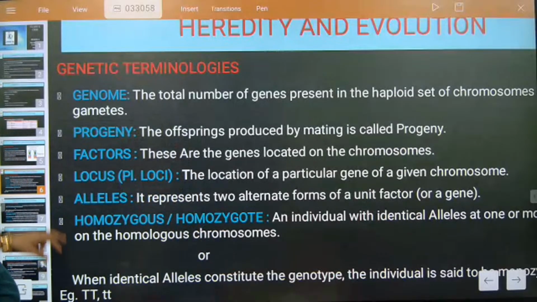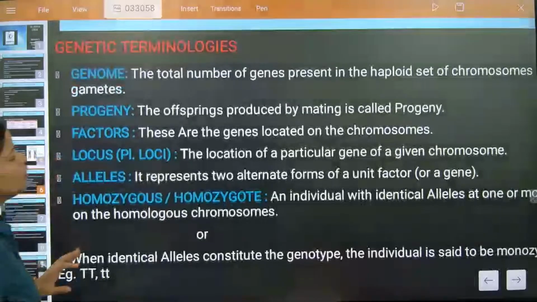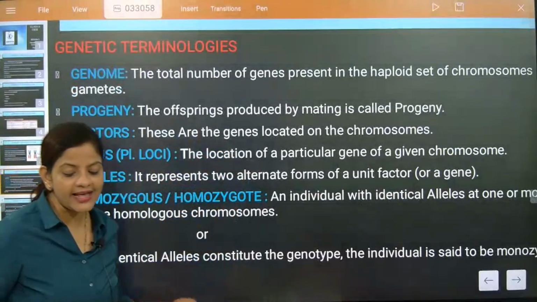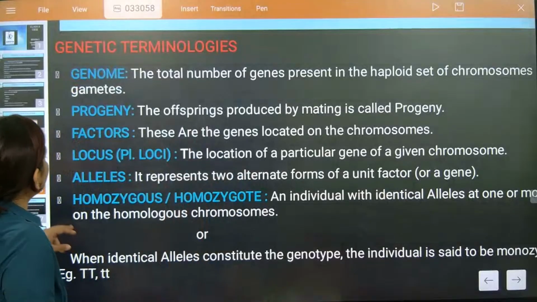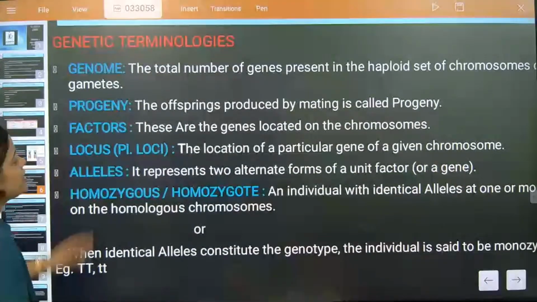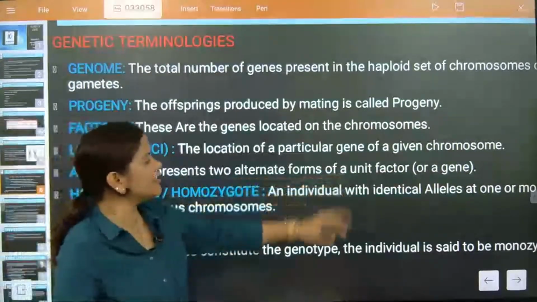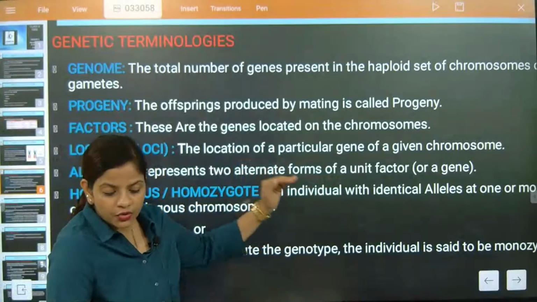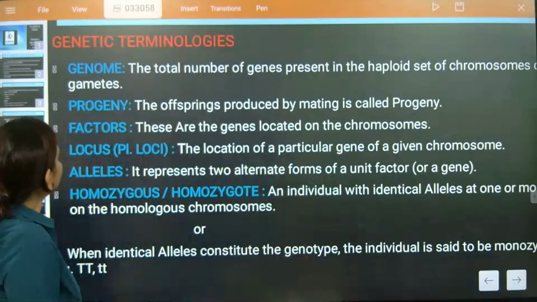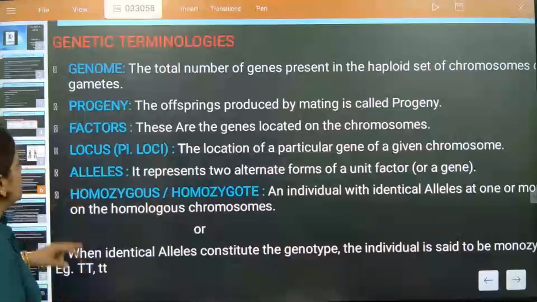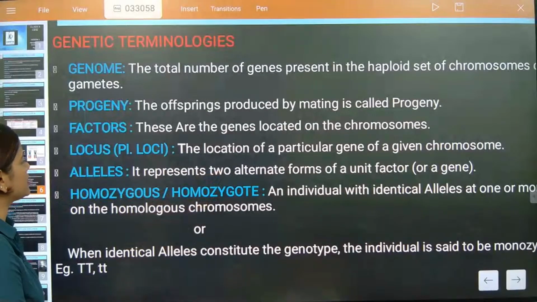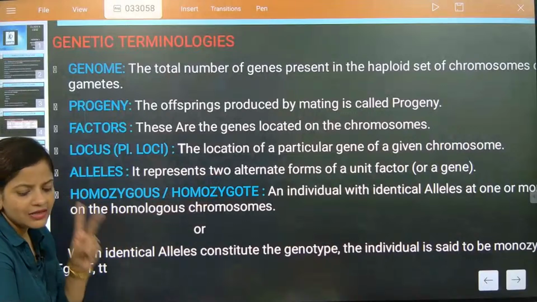Now we are going to talk about locus. Locus means the location of a particular gene. Understood? Next is alleles. It represents two alternate forms of a unit factor. Two alternate forms of what? Unit factor. So they will be considered as alleles. And you know now, what are the alternate forms?